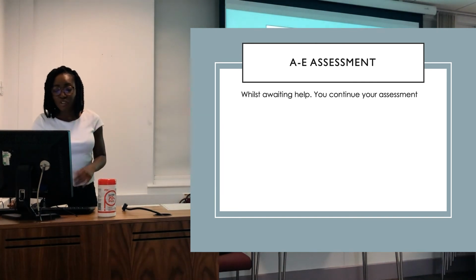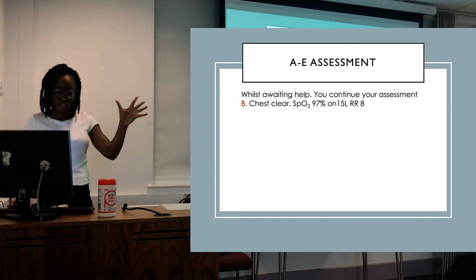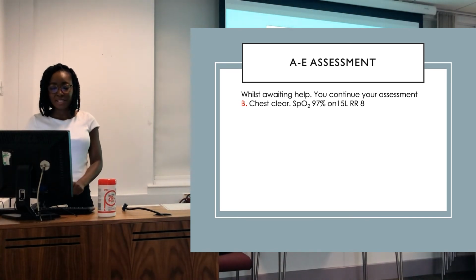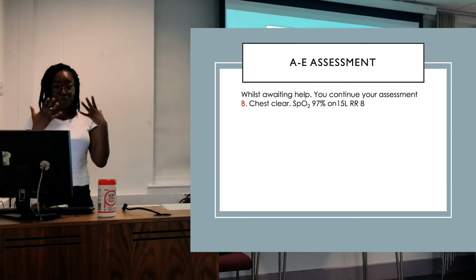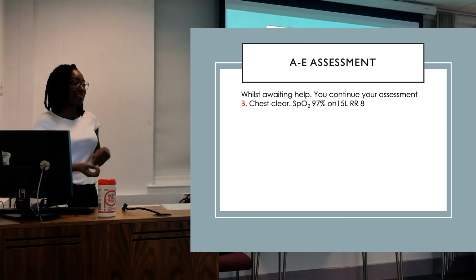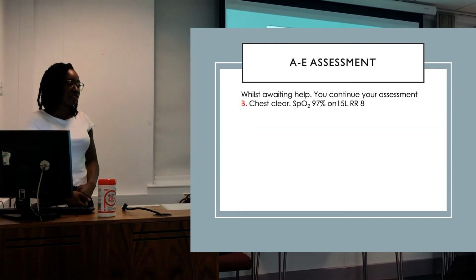So whilst you're waiting for help, you continue your assessment. So you've managed to clear the airway, you've got a Guedel in place. The chest is clear, her sats are 97% on 15 litres, which you placed on after you've done your head tilt chin lift, and her respiratory rate is 8. Anything at this stage that you were thinking?